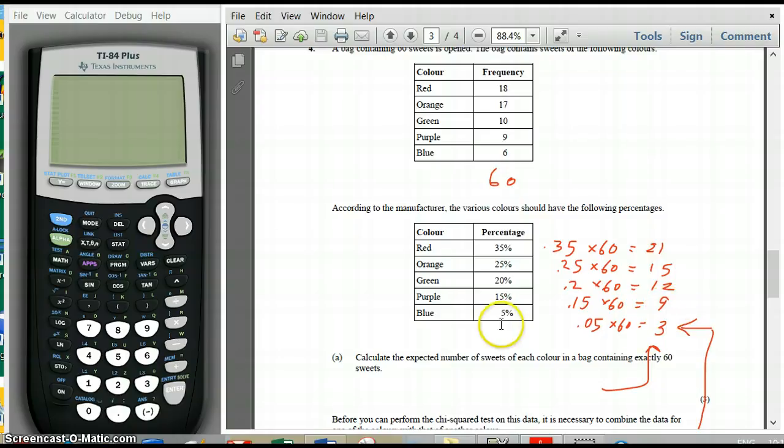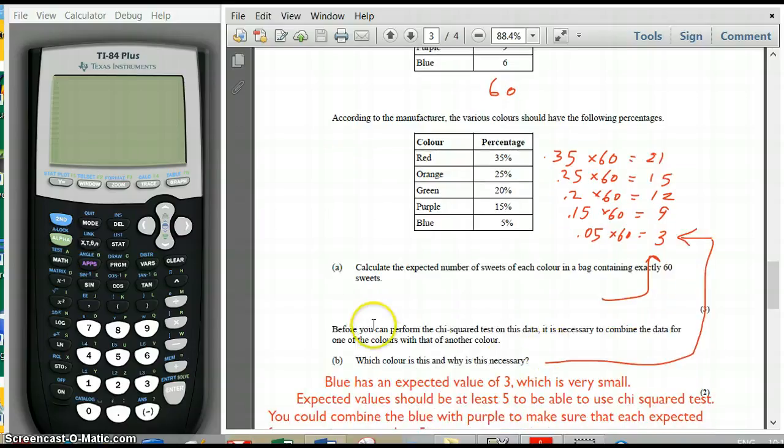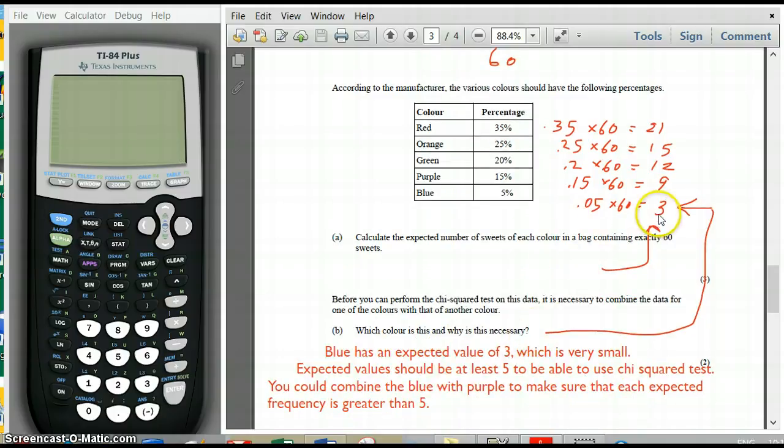So what we see here is that for blue, the expected frequency is only 3. And then for part B, it says, before you can perform the chi-squared test on this data, is it necessary to combine the data for one of the colors with that of another color? We see here that for blue, the expected frequency is 3, which is smaller than 5, and the rule is that the expected frequency should be 5 or more.